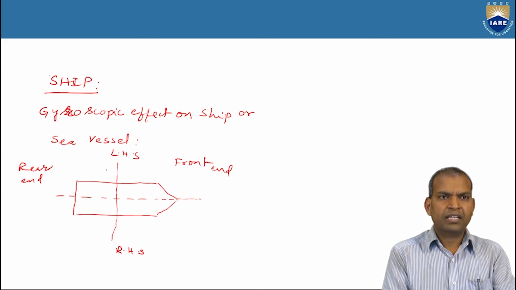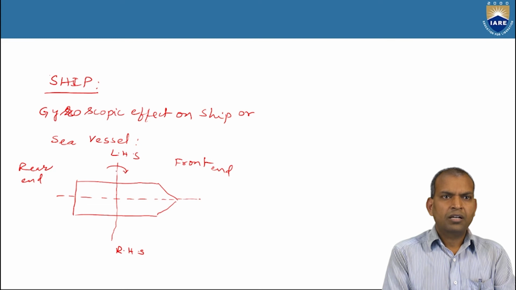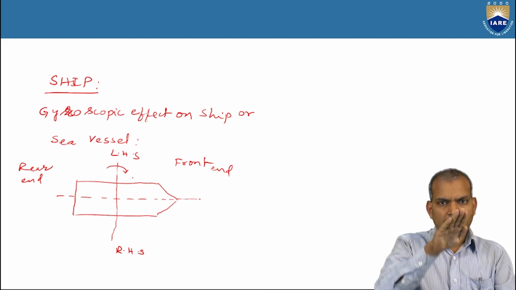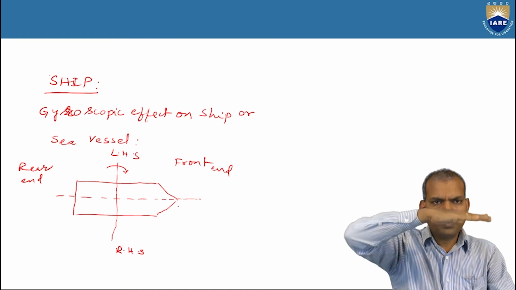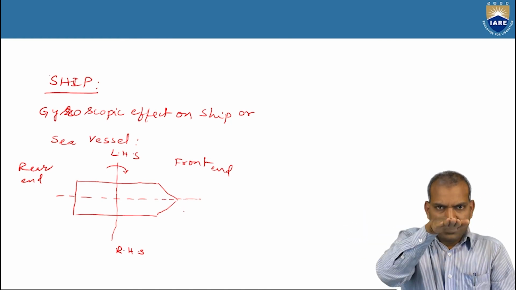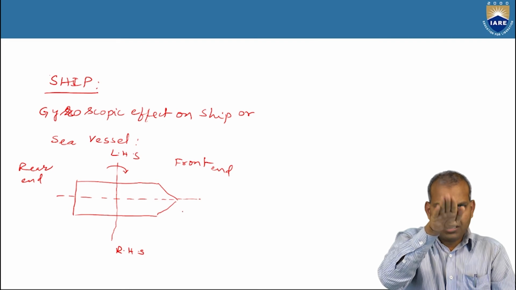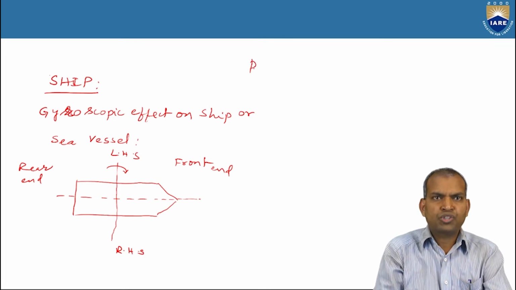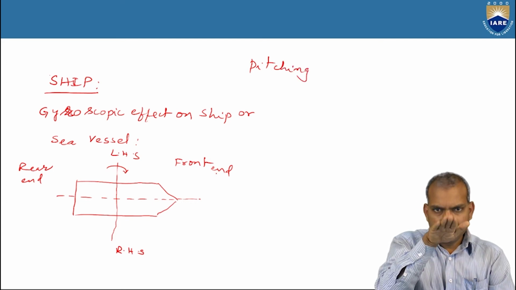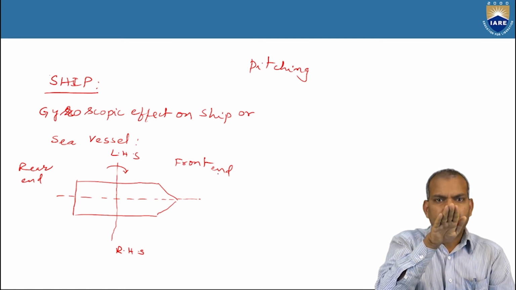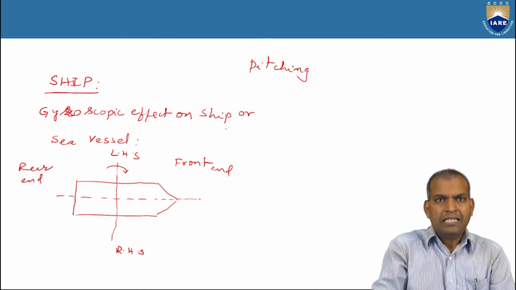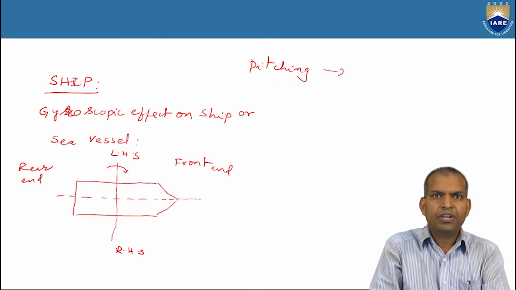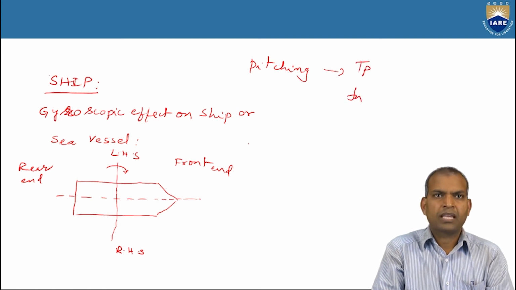So when the ship is moving up and down, this up and down motion is called pitching. That is known as pitching. During pitching, these oscillations will be taking place. It causes oscillations. When these oscillations take place, we have to study the time period or frequency of oscillations.